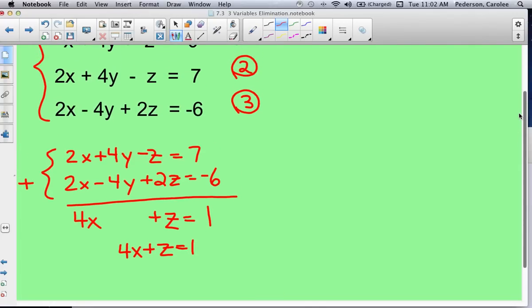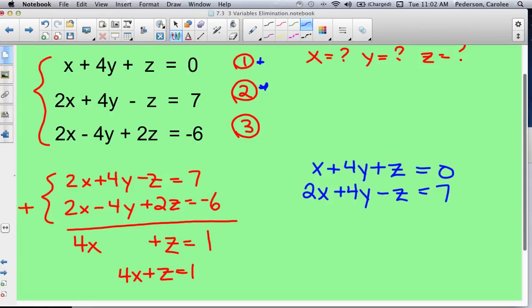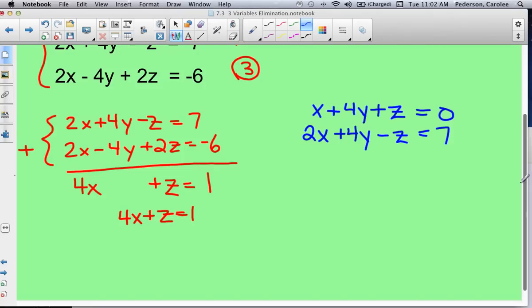Now let's go back up to our original system. I'm going to work with equation 1 and equation 2 and see if I can get the same variable to cancel out. So I have x plus 4y plus z equals 0. There's equation 1. And then equation 2 is 2x plus 4y minus z equals 7. Now, if we add these together as they are, the y will not cancel out.